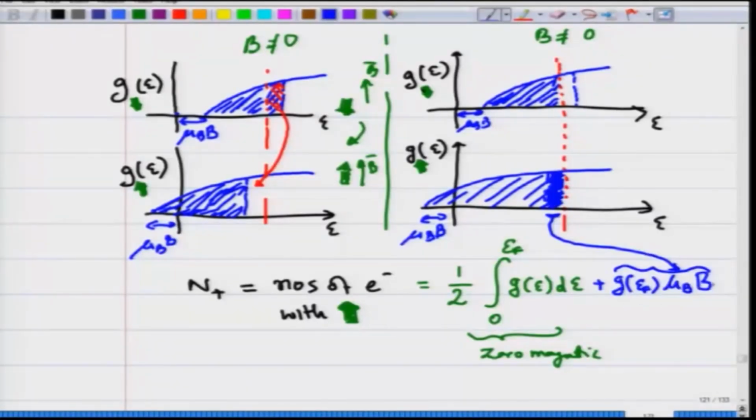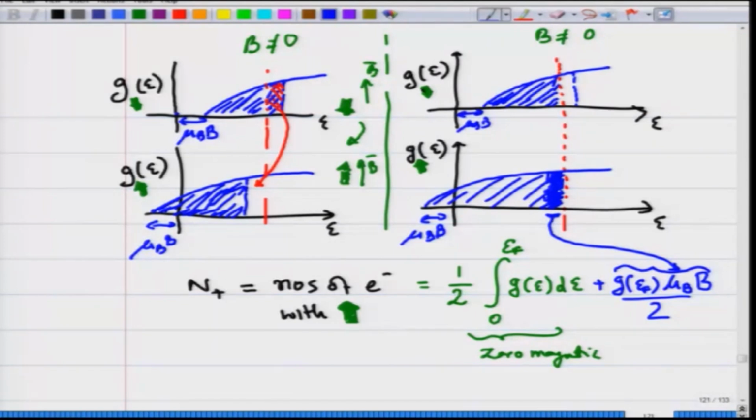This extra is coming from the density of states. These extra electrons which are excited above the Fermi energy are half the density of states into mu b into B, because half is because of spin half, and spin up and spin down particles are equally distributed. So, density of states into this energy interval divided by 2 will give you this extra set of electrons which are coming and adding out here.